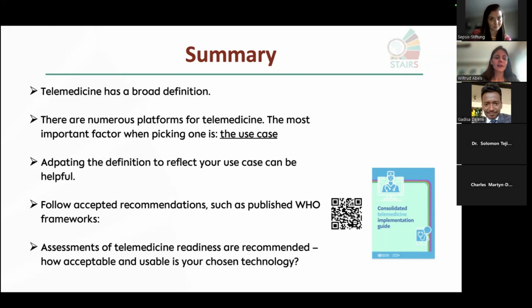And again, as one of the very first steps, I think that it's very important to assess the telemedicine readiness in the place where you want to introduce telemedicine. So ask yourselves honestly, and ask the teams that are going to use the telemedicine that you're implementing, how acceptable is this technology? How usable is it? How can we implement it best to support existing workflows and improve quality of care?